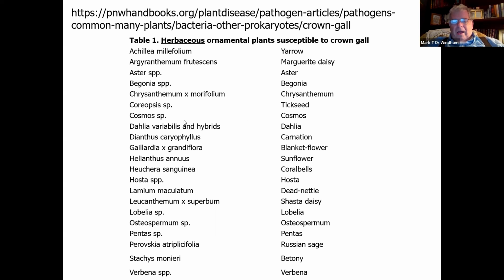Well, they got the common name and the scientific name, but these are all plants that you cannot substitute because they're all susceptible. So you put them out and the bacterium, it will most likely infect them. There are some strains that are specific, and there are multiple strains in roses, but the most common strain in roses will go to other things. So you can't substitute anything here that's on the list.